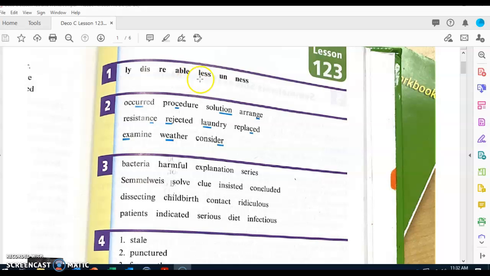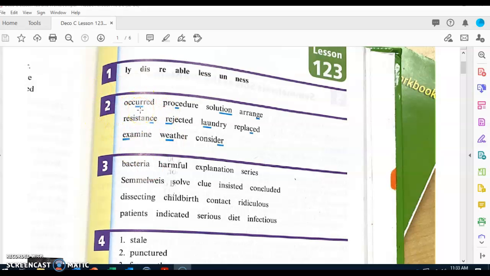Able to be. Touch the letters L-E-S-S. What's one meaning of less? Without. Touch the letters U-N. What's one meaning of un? Not. Touch the letters N-E-S-S. What's one meaning of ness? The state of being something. Now let's go ahead and look at part 2.